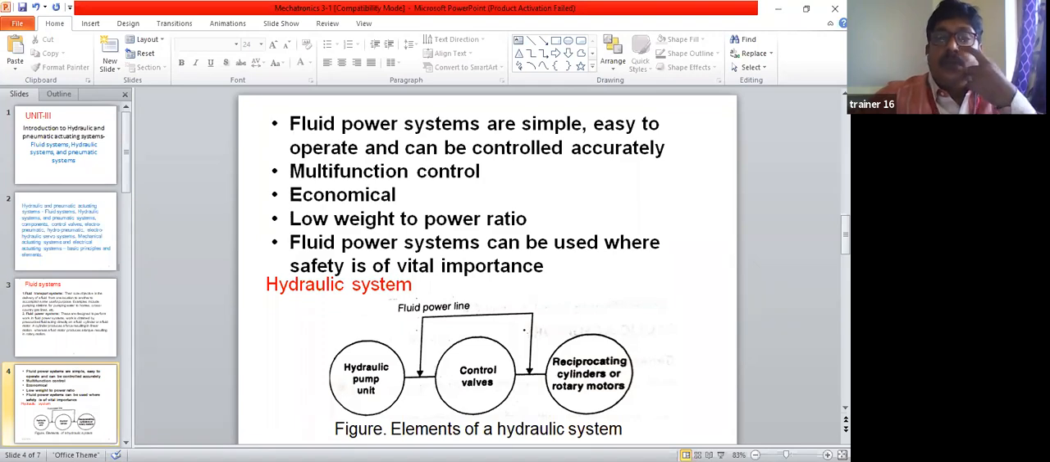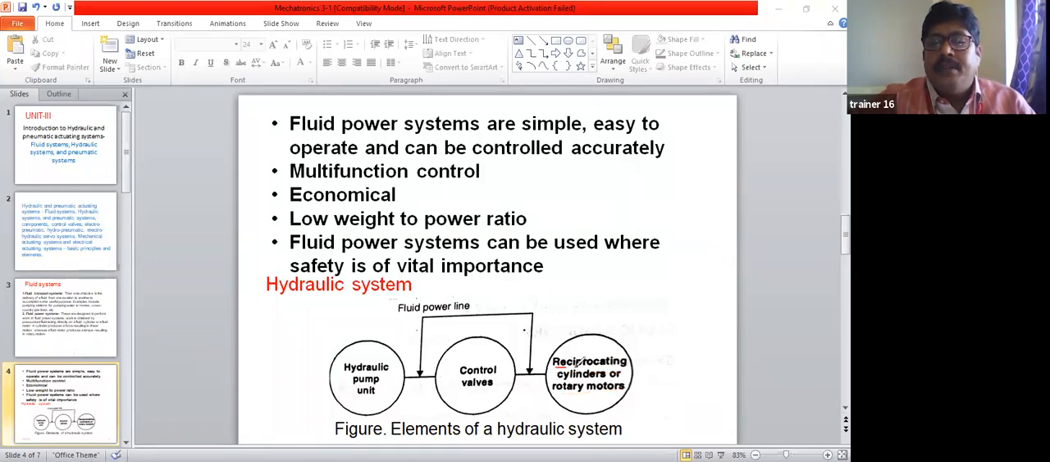These are the elements of hydraulic systems: the hydraulic pump unit, that means liquid, the fluid power line, and some control valves. We will discuss the control valves separately. This fluid power line then operates the reciprocating cylinders or rotary motors.